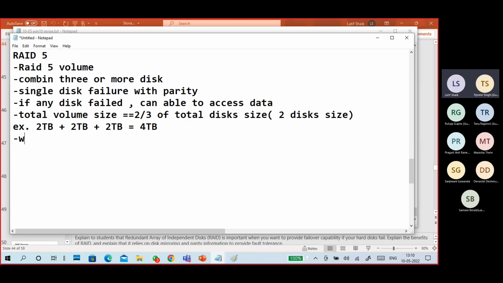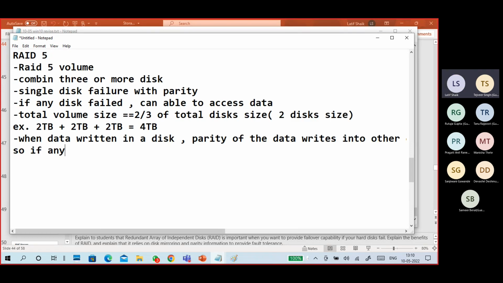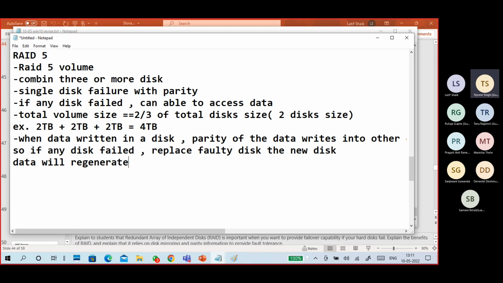Next, what is this parity? When data is written in a disk, the parity of the data is written into another disk. So if any disk fails and you replace the faulty disk with a new disk, the data will be regenerated into the new disk using parity.